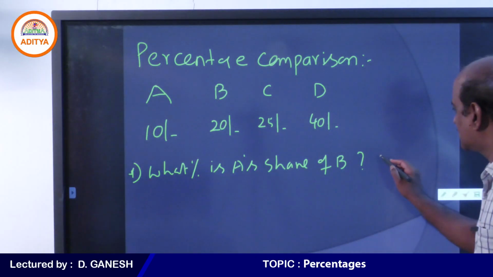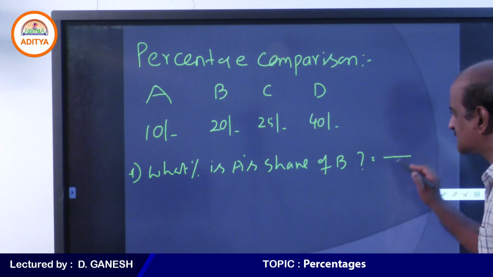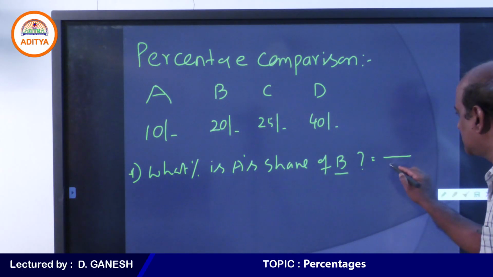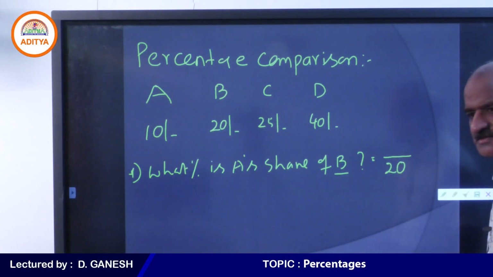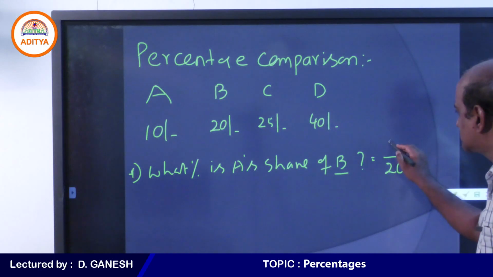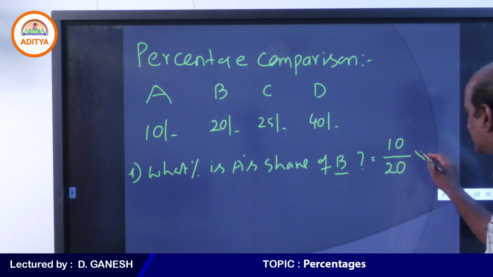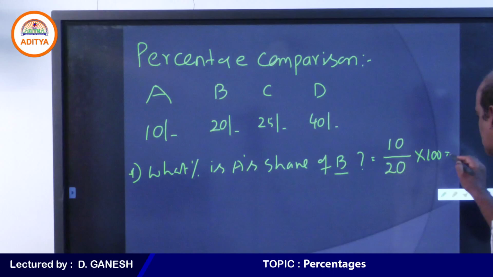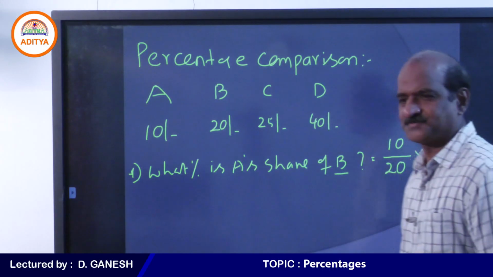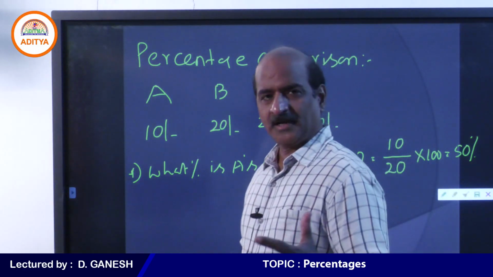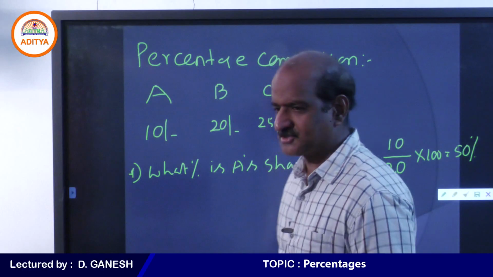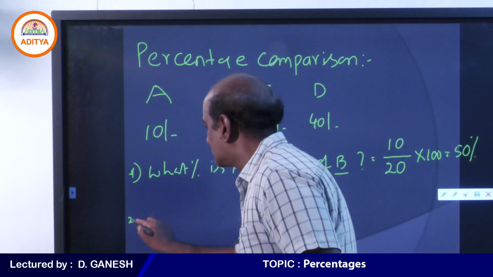Students, whenever this kind of question is given, this must be the process. You are comparing A with B now. So remember, B is earning 20 rupees and A is earning only 10 rupees. So when we compare with B, understand A's share is 50%. On comparing with B, A's share is only 50%. Ready? Now look at question number 2.